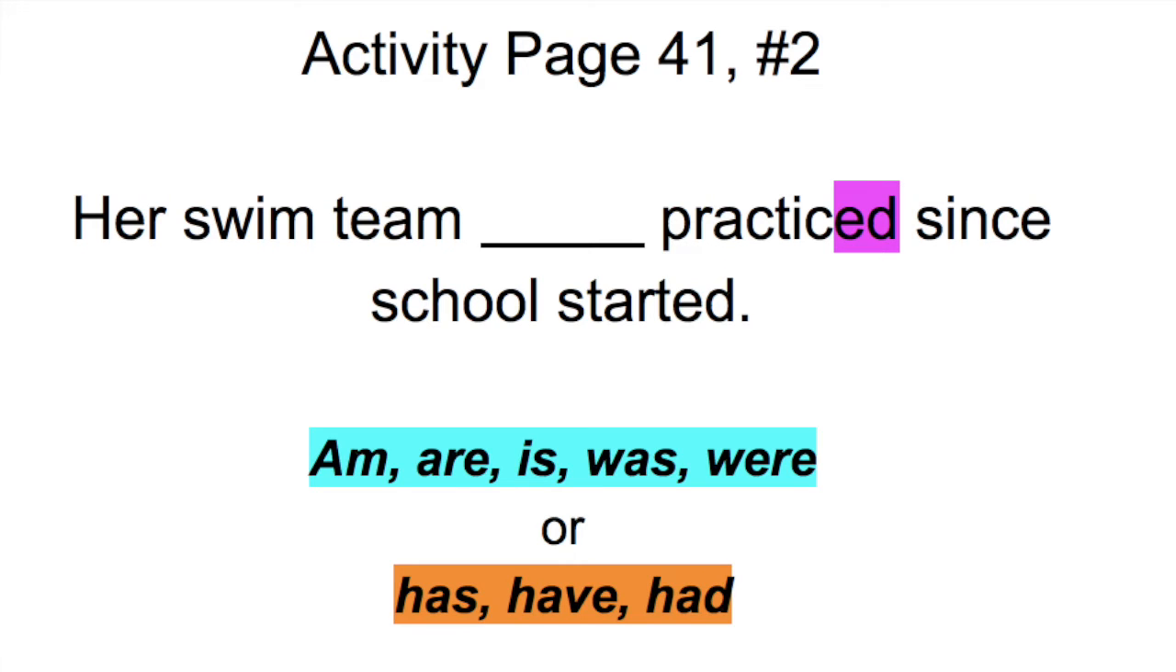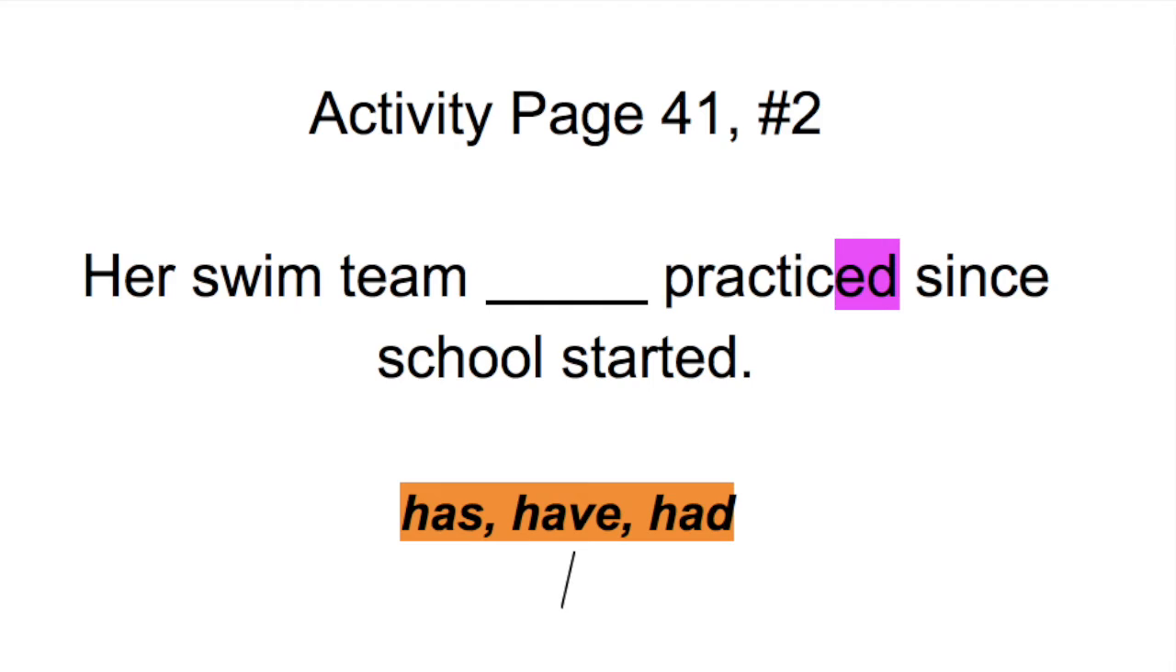All right, number 2 says, her swim team blank practiced since school started. So let's find the verb in this sentence, that action verb, practiced. What do you see at the end? ed, which implies what tense? Past tense. So we know because it's past tense, we're going to use a form of the verb have. So has, have, or had. And again, sometimes it could be more than one of those. But let's just plug those in.